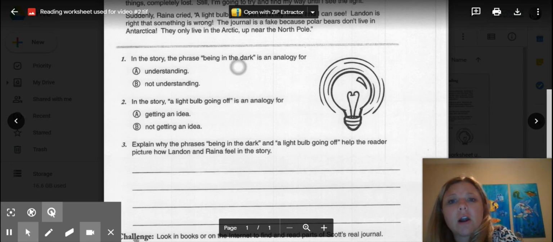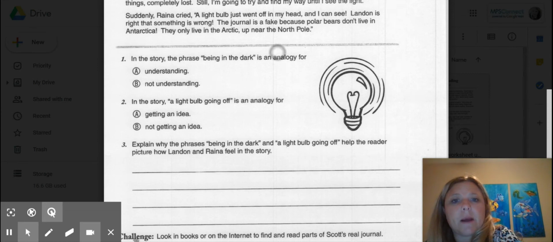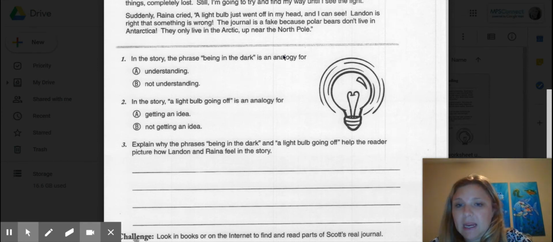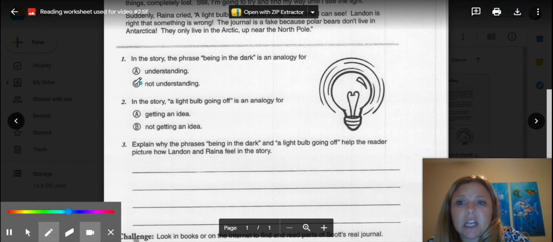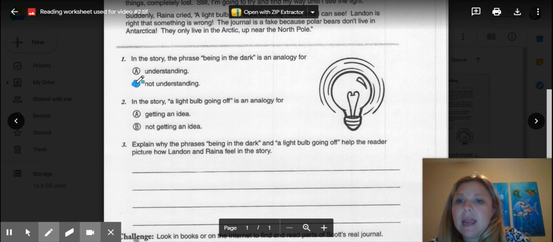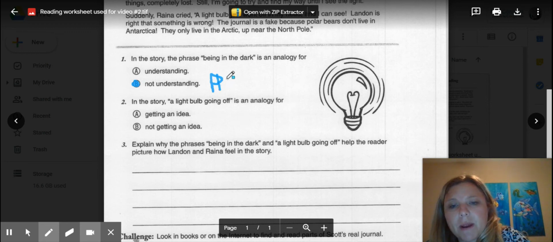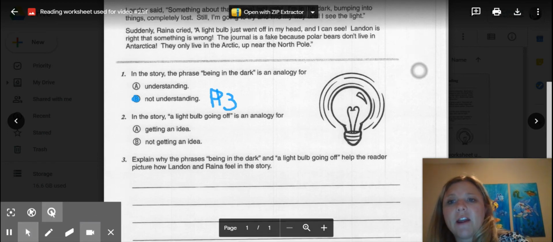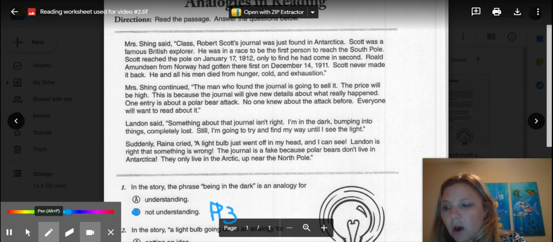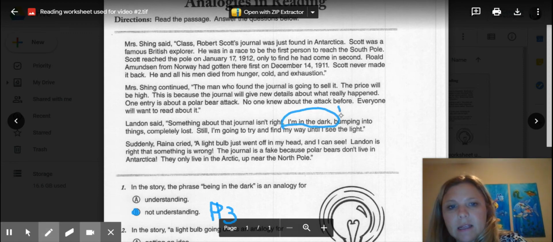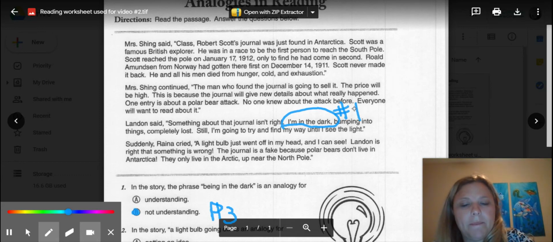So being dark is telling us that it's an analogy of something, and we need to figure out what that would be. The analogy would be not understanding. If you are in the dark, it means that you don't know what's happening. That would be not understanding. Okay. And I can find this in paragraph 3. So I'm going to label this paragraph 3, but that's not the only place that I'm going to mark it. If I go up to paragraph 3, it is talking about how he was left in the dark. And that part right there is the relation to question number 1.